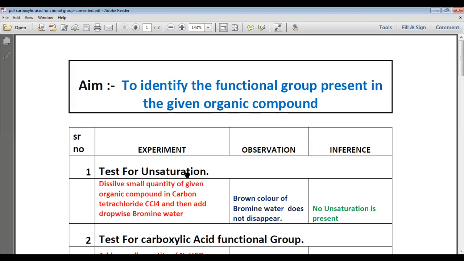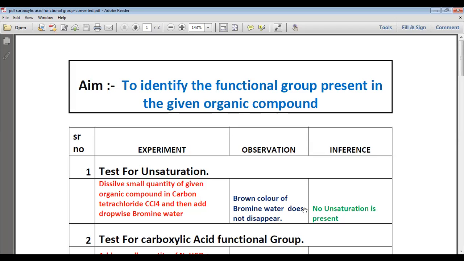First, we shall go for the test for unsaturation. When we dissolve the small quantity of given organic compound in carbon tetrachloride, CCl4, and then if we add dropwise bromine water, the brown color of bromine water does not disappear in this particular case.